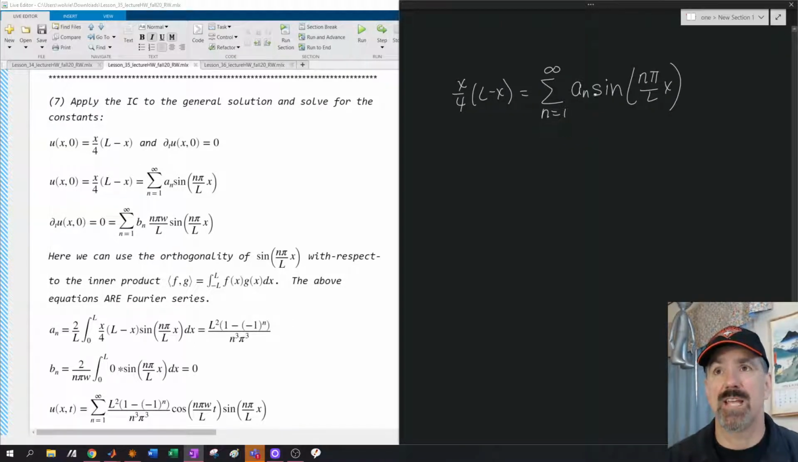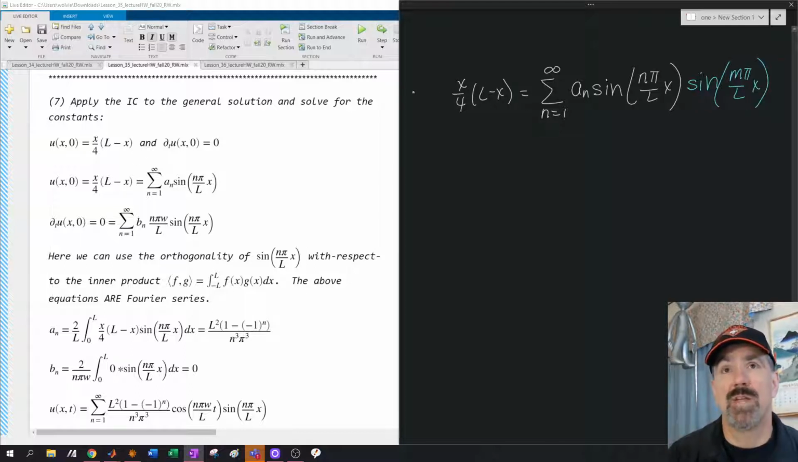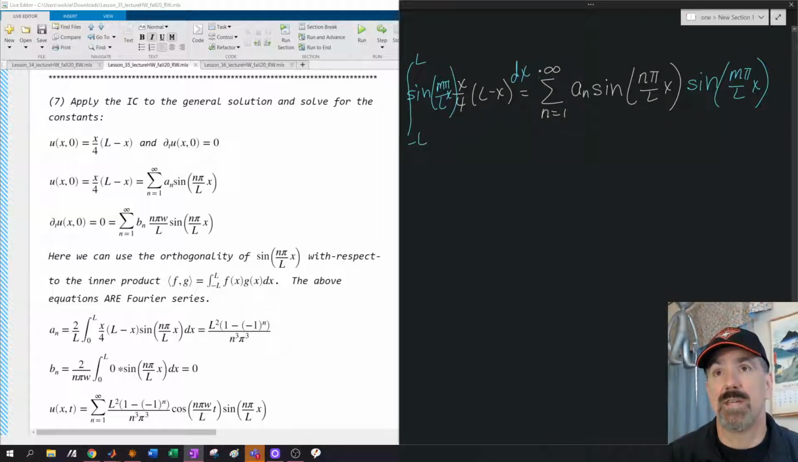We're going to take this and we're going to multiply both sides by sine of m pi over L x. So we're going to do that on both sides of the equation. Sine m pi over L x. I apologize, that's a little bit tight. Then what we're going to do is we're going to apply our inner product from negative L to L dx. And the same thing here. I'm going to integrate both sides, negative L to L dx.